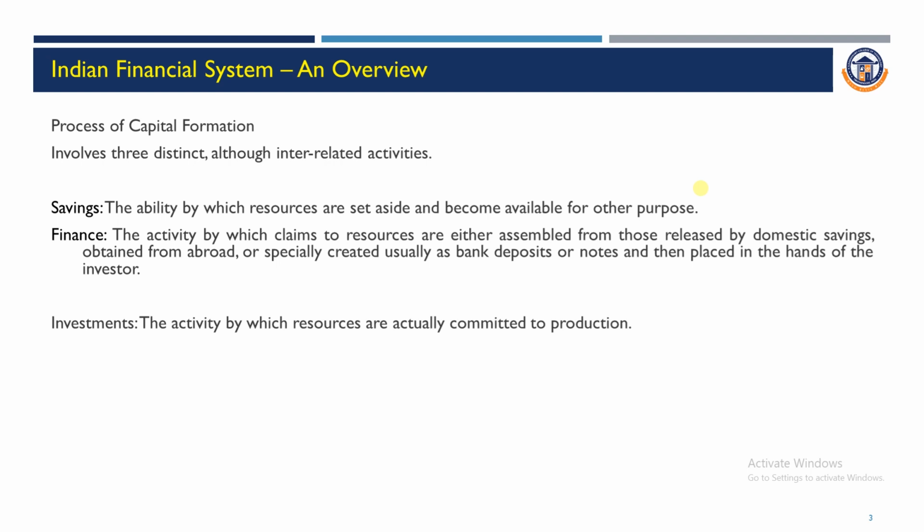So it's actually the process of capital formation. It involves three distinct although interrelated activities. If you take any financial system, the system consists of savings, finance and investments. Savings is the ability by which resources are set aside and become available for other purposes. Finance is an activity by which claims to resources are either assembled from those released by domestic savings, obtained from abroad or specifically created, usually a bank deposit or notes, and then placed in the hands of the investor. Investment is an activity by which resources are actually committed to production.